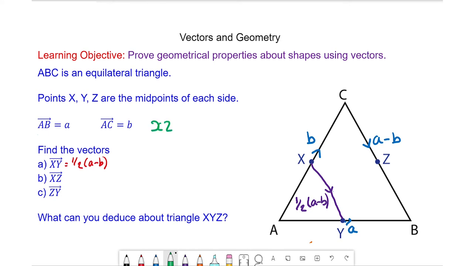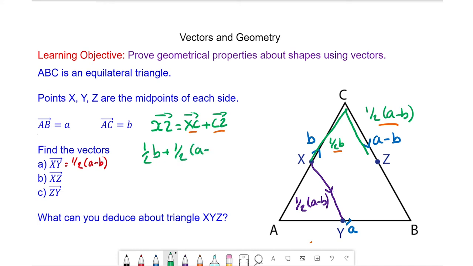Now we can work out X to Z, which will be X to C plus C to Z, which is here and here. And we know that X to C is 1/2 of B, and C to Z is 1/2 of A minus B. So again, we can put these values back into here, and we have 1/2 of B plus 1/2 of A minus B, which we can simplify, which becomes 1/2 of A minus 1/2 of B. These two will cancel to make 0, so we're left with 1/2 of A.